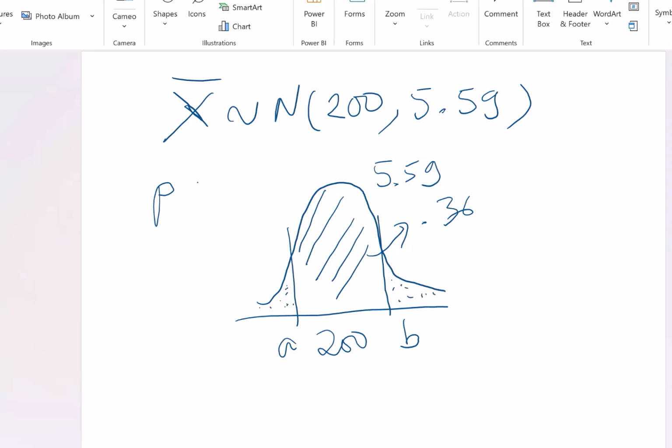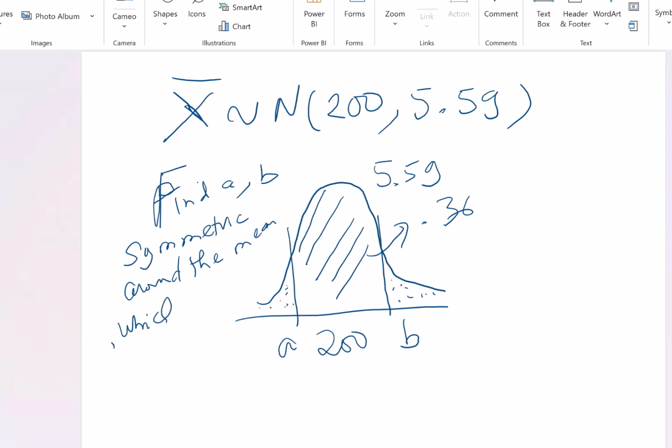So basically, it asks you to find A and B symmetric around the mean, with the property that the probability of A less than X bar less than B equals 0.36, right? So basically this is just question C.